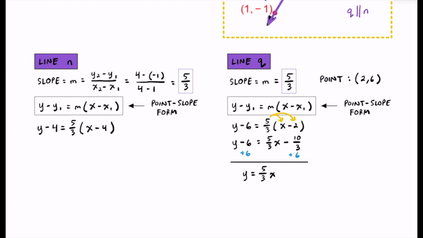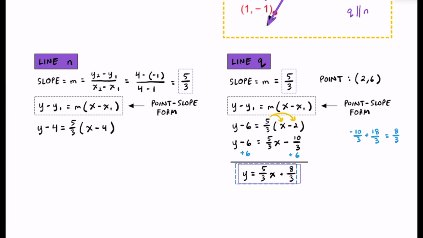And then for this -10/3 plus 6, that's 6/1, which is the same thing as 18/3 if you get common denominators. So -10 plus 18 is going to be 8, so it's going to be 8/3, right? So that's going to be the y-intercept here. It's going to be at positive 8/3.